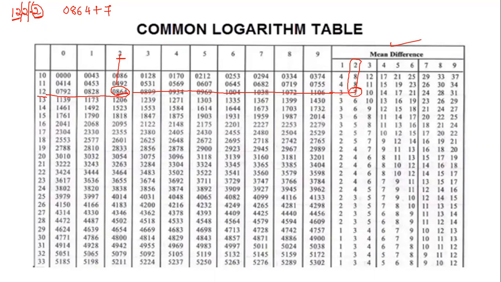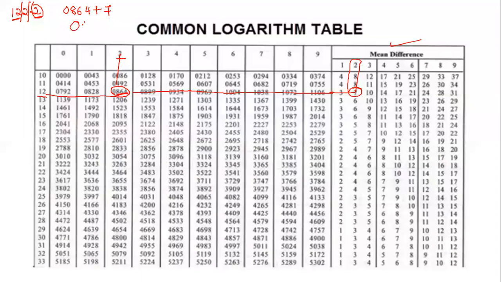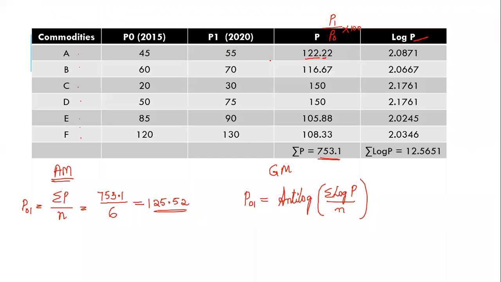Okay, so what is the total? 0864 plus 7? It is 0871. Is it 0871? Now this value you have to write here, 0871.